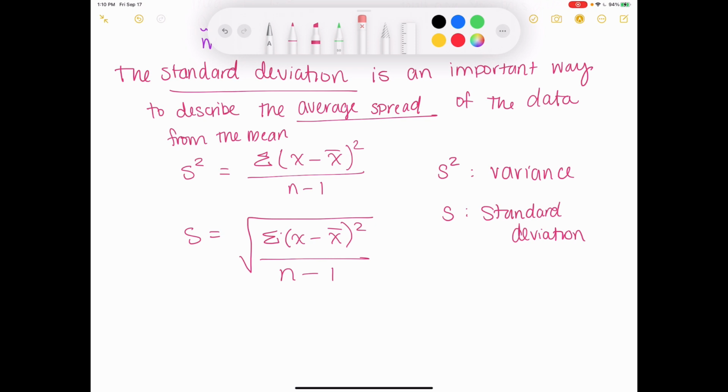All right, so the S squared is for variance, okay? S is standard deviation. Standard deviation is the square root of variance.